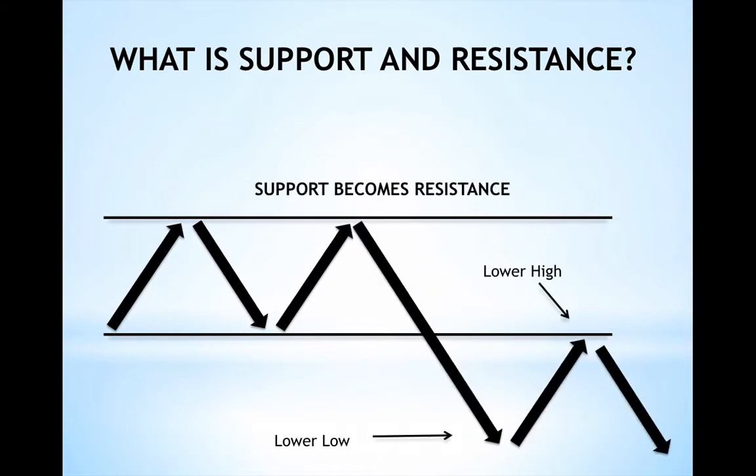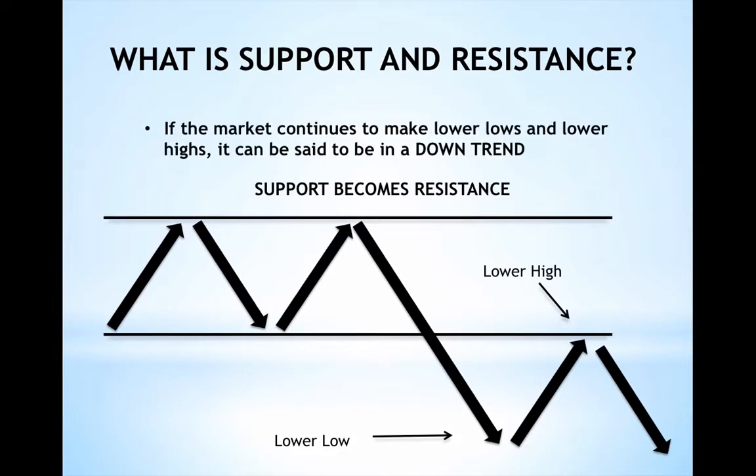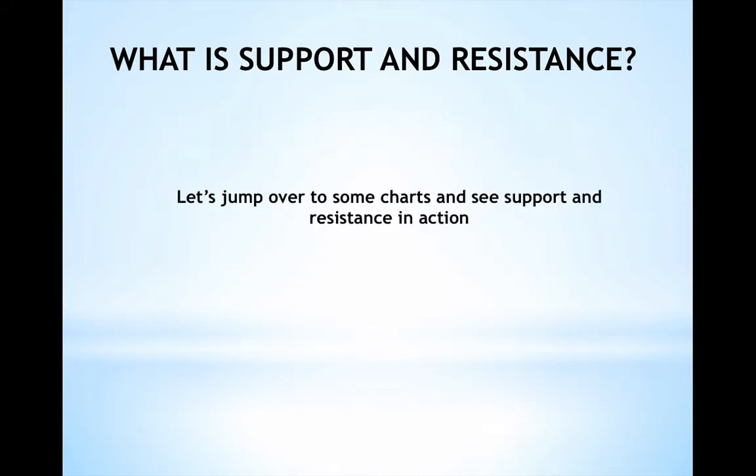Moving in the opposite direction, when the market breaks support, it often becomes resistance. This market is now making lower highs and lower lows. A market moving like this, making lower highs and lower lows, is said to be in a downtrend. That is the basics of support and resistance.